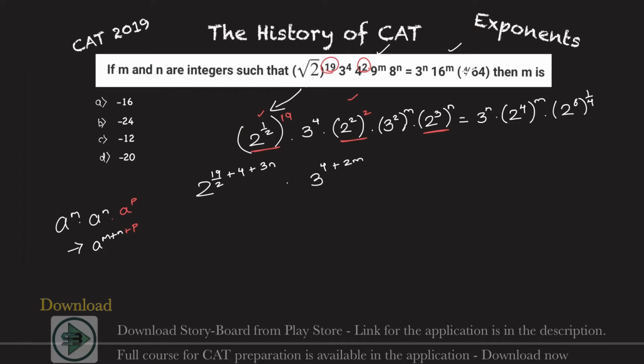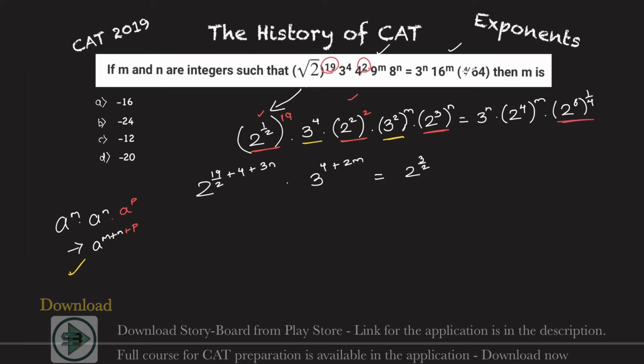4 plus 2m. Now I'm combining 3 raised to 4 and 3 raised to 2m. So I applied the simple formula: a raised to m into a raised to n is equal to a raised to m plus n. Now let's put the 2s together. So this becomes 2 raised to 6 by 4, which is 3 by 2. So this is 2 raised to 3 by 2 here.